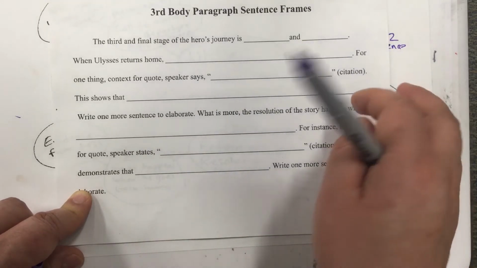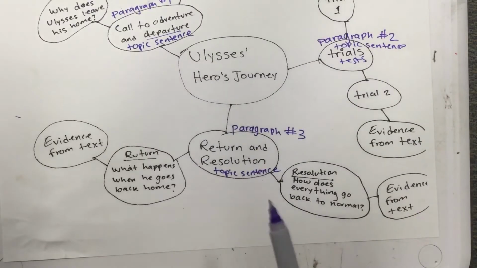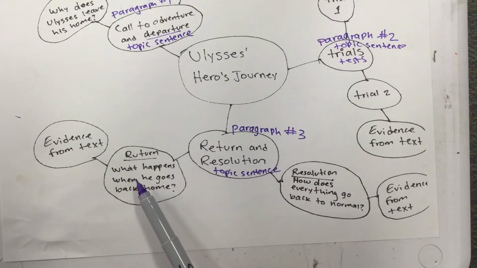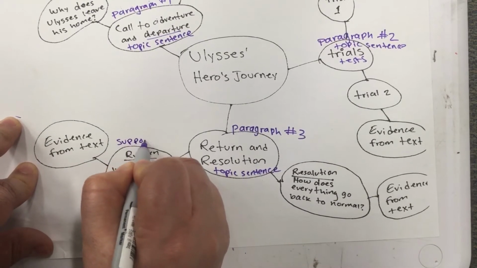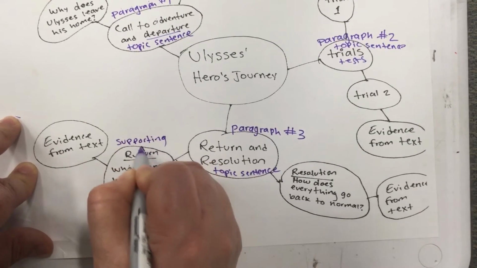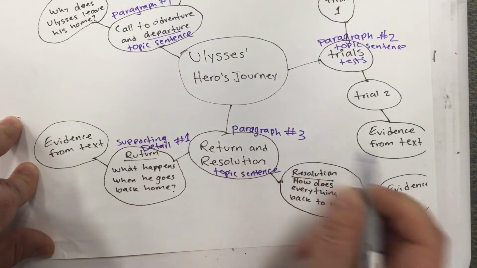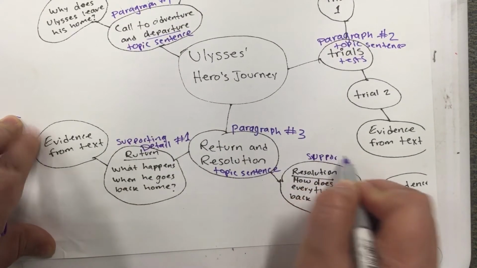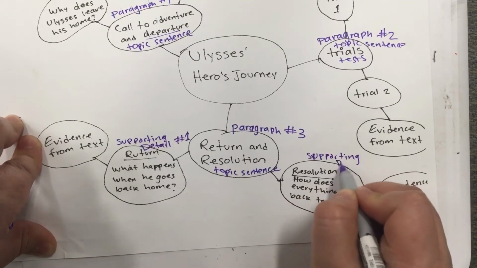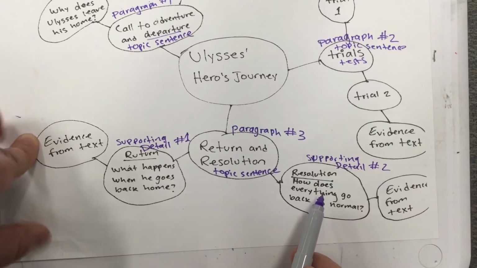Then you move on to the explanation. You have to explain. You are going to begin with the return. This will be supporting detail number 1. Supporting detail number 1. This one goes first. And this is going to be supporting detail number 2. Supporting detail number 2. This is going to be second.